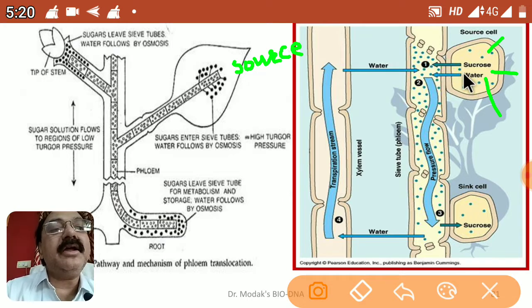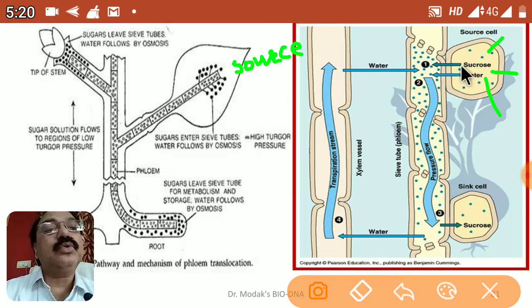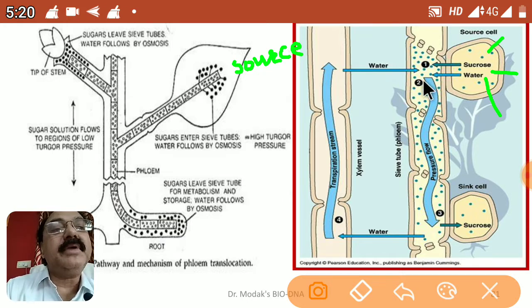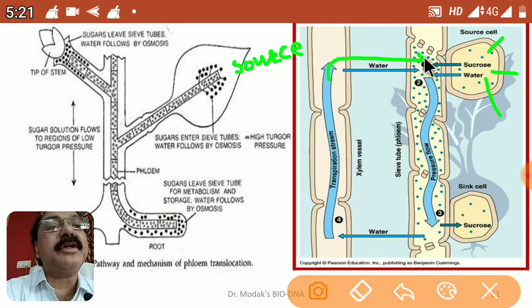loaded into the sieve tube with the help of this companion cell. These companion cells have adjacent perforations. They are called plasmodesmata, and through them this sucrose is then fed into the sieve tube. What happens then? Because of that sucrose, the inner concentration of sap increases tremendously. As a result, the tracheids and vessels which are adjacent to this phloem and are conducting water, this water moves from the hypotonic solution to the hypertonic solution of the sieve tube.